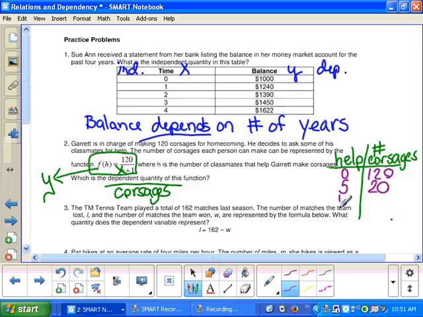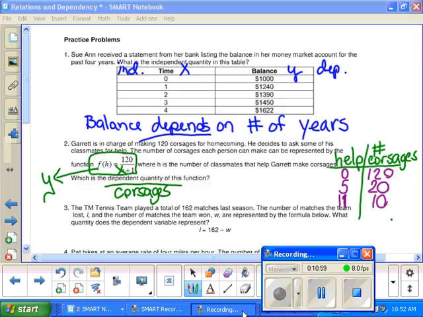If he gets 11 people to help him, which makes 12, 12 goes into 120 10 times, so they only each have to make 10. So the more people that help, the fewer each person has to make. So the number that each has to make depends on how many people are helping. So we're going to look at some of the rest of these and determine what is our independent and our dependent.